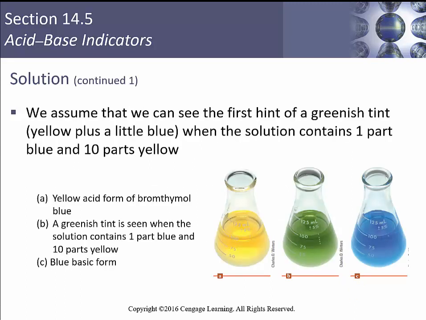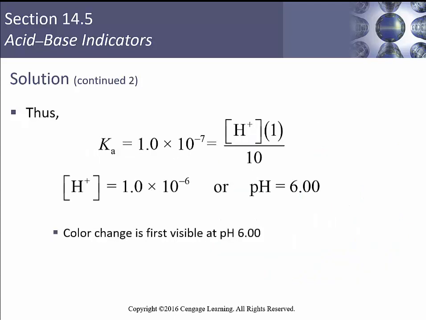We're going to assume that we can first see the hint of a greenish tint, yellow and a little bit of blue, when the solution is 1 part blue and 10 parts yellow. All right, so A is going to be our acid form. C is going to be our base form, and this is going to be our neutral form, right? And it's going to first start to be greenish when it's a 1 to 10 form. So we're going to replace this 1 to 10, right?